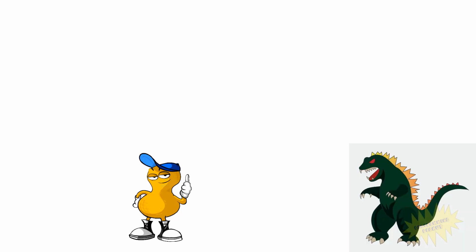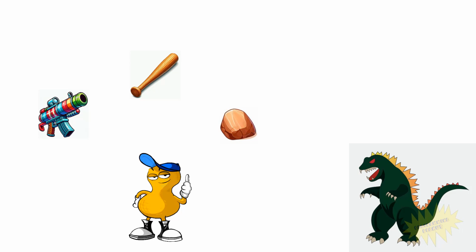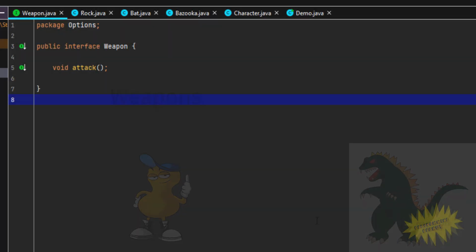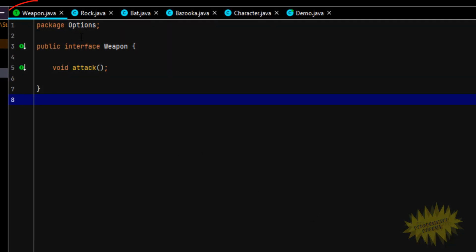Let's say there's a character that's going to fight a dragon. For this character to defeat the dragon, it can use a rock, a bat, or a bazooka. Now, what do all these options have in common? Well, they're all weapons. So to start using the strategy design pattern, we begin by creating an interface called weapon. And we add a method signature to it called attack. Now remember, an interface serves as a template for the classes that use it.